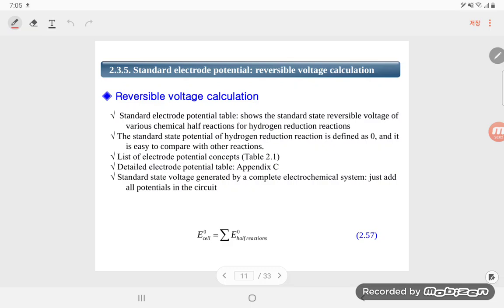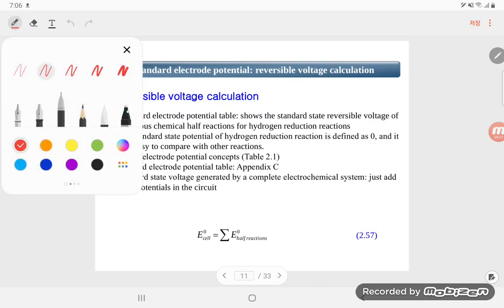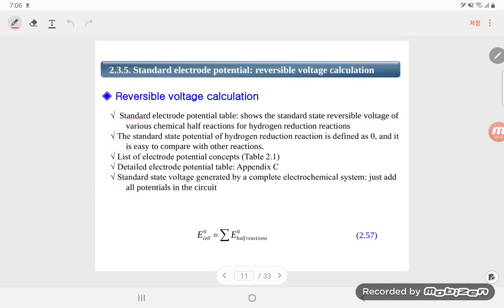And also we can find the reversible voltage by using the standard electrode potential. In the table we can find it. So you can refer to the standard electrode potential table. Okay, and if you sum up each half cell reaction, then we can get the single cell reaction voltage in here. So in table 2.1 and appendix C, you can refer to this one.